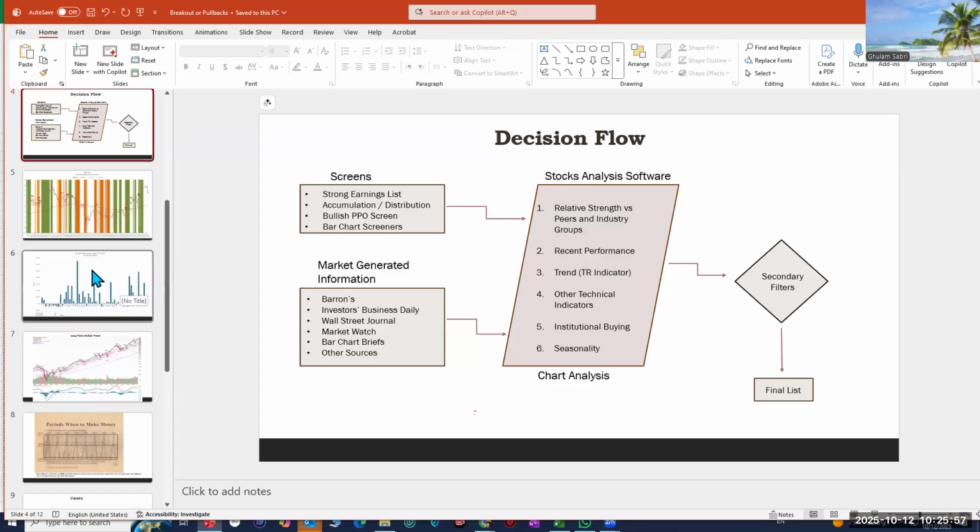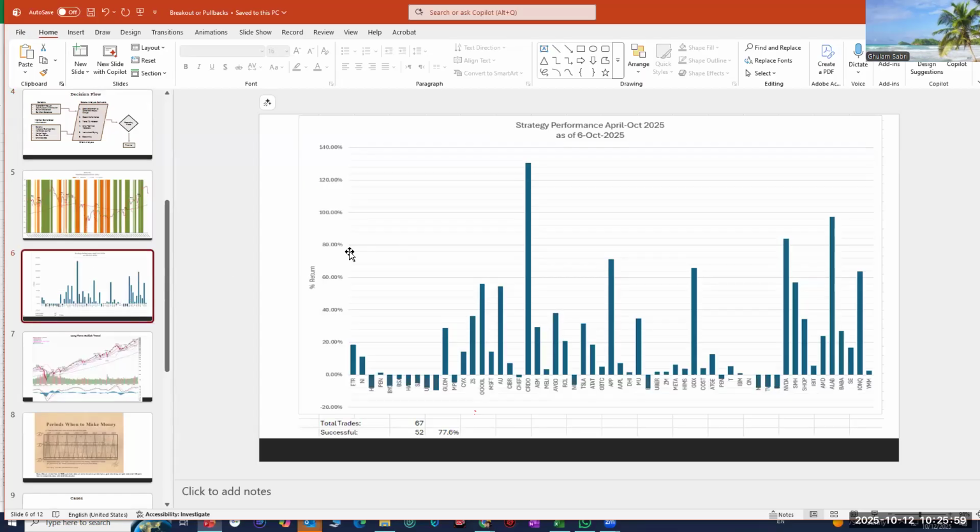Based on this breakout or TR, using the TR chart and our overall strategy, this is the performance of our picks during the last 6 months, from April to 6th of October. And as you can see, we now have a very strong practice, or rule, of cutting our losses within 8 to 10% only. Within 8 to 10%, that's it. So we generally do not allow stocks to go beyond 10% of loss.